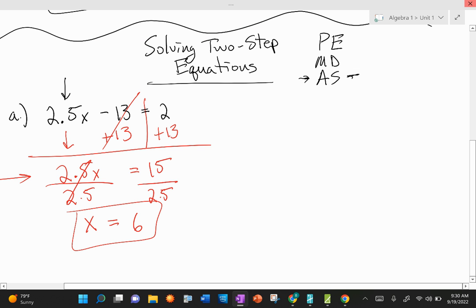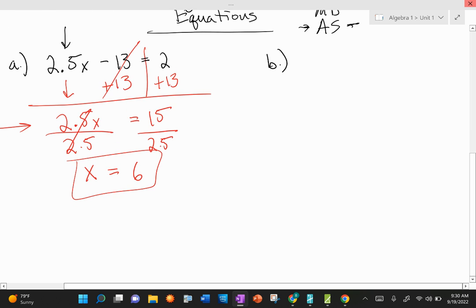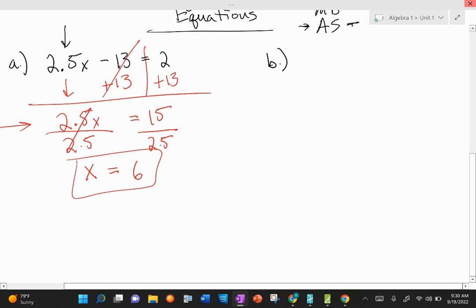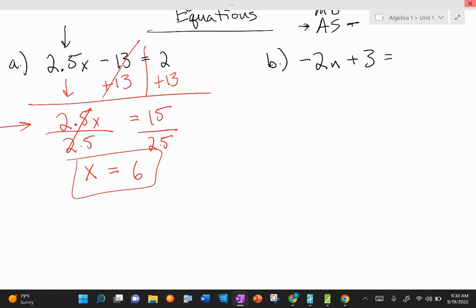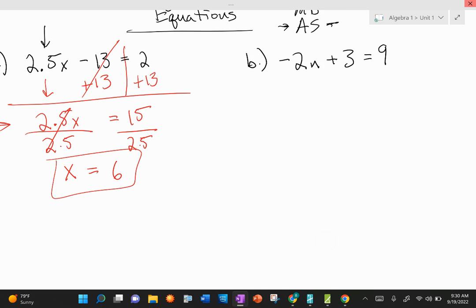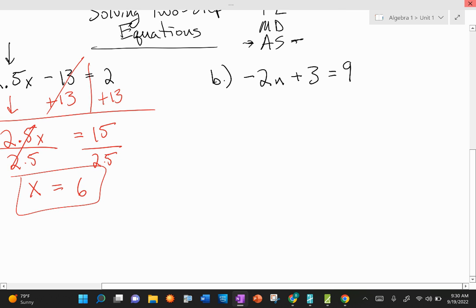Letter B. Okay, so you're also going to have some. Actually, I'm going to let you do a practice problem of these. So let's do negative 2n plus 3 equals 9. Oh dear. 9. All right, try letter B for me real quick. And by real quick, I mean as quickly as you need to do it.